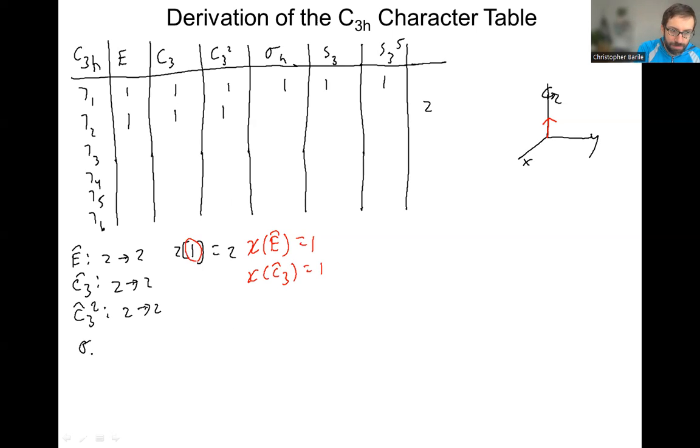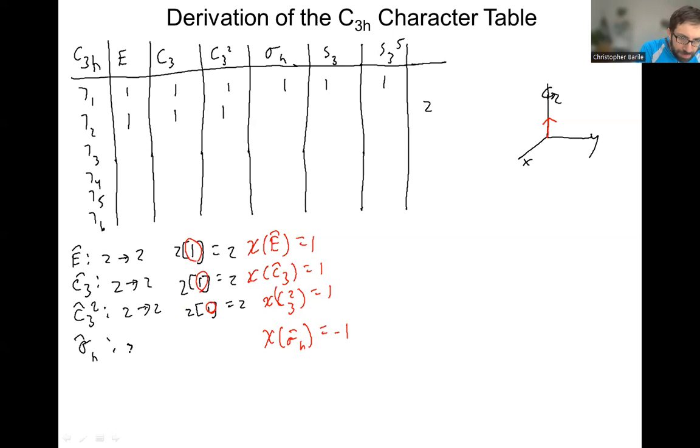Sigma h. So, for clarity, all these are going to have this exact same matrix. And we can circle those traces and get the character. Okay, what's the character of sigma h going to be? Turns out to be -1. Why is that? Well, z goes to -z, and our 1-by-1 matrix is going to be -1.